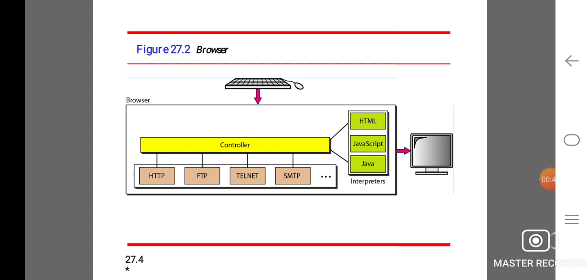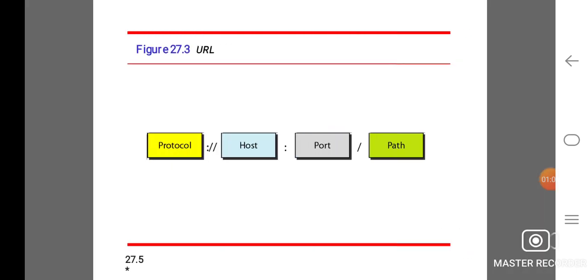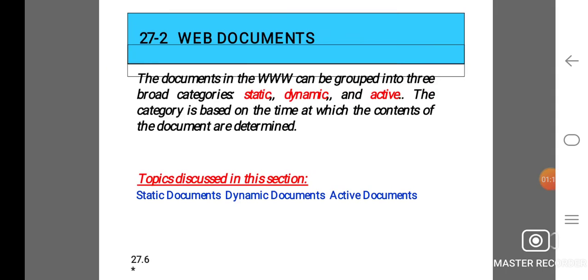Browser. Here is the diagram that shows the browser. By the keyboard we are typing some content that is passed to the controller and the interpreters, which have HTML, JavaScript, Java. The controller has the protocols of HTTP, FTP, Telnet and SMTP. URL. There are 4 portions in the URL. First one is protocol, second one is host, third one is port, and fourth one is the path.